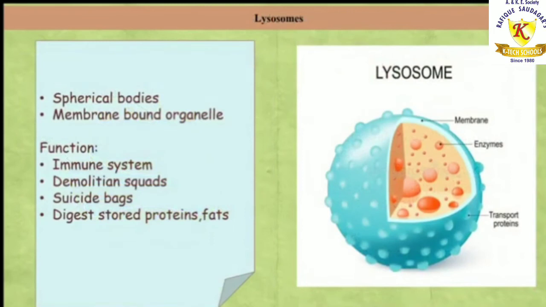The next we have is lysosomes. Now, due to various metabolic activities in the cells, organic waste is generated. So lysosomes digest the waste. They are simple single membrane bound sacs filled with digestive enzymes. So what is the function of lysosomes?